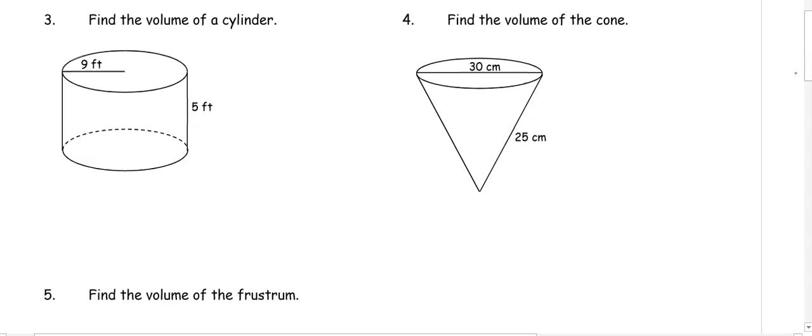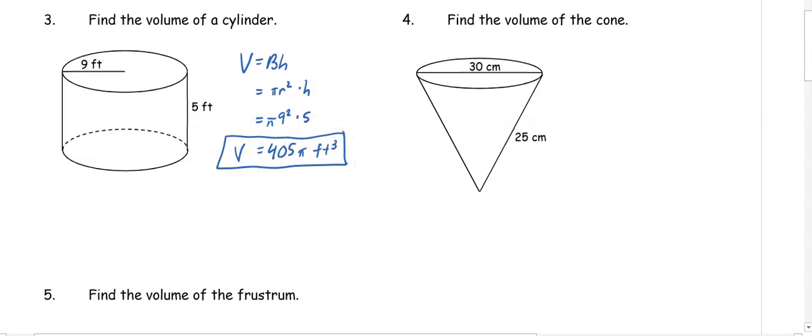In number three, find the volume of the cylinder. So the volume of the cylinder is base area times height. Remember that the base of a circle is going to be pi r squared, times the height. So we would have pi 9 squared times a height of 5, which would get us 405 pi feet cubed for our volume.